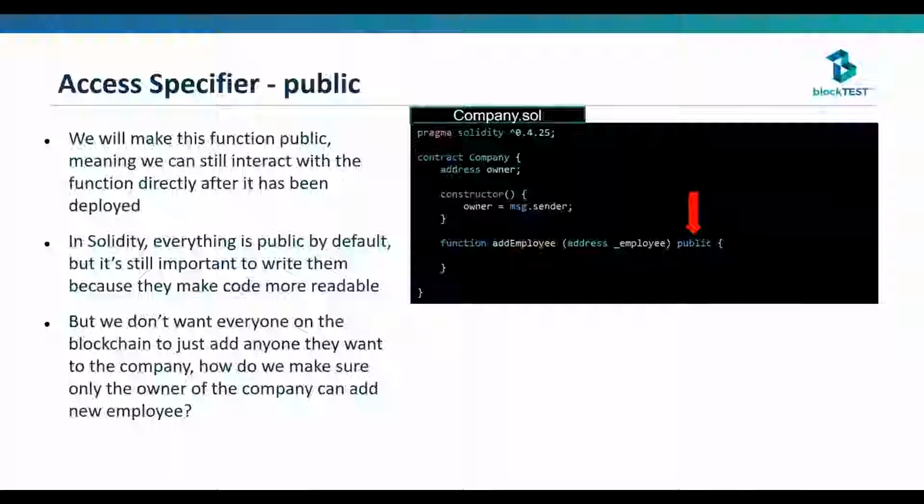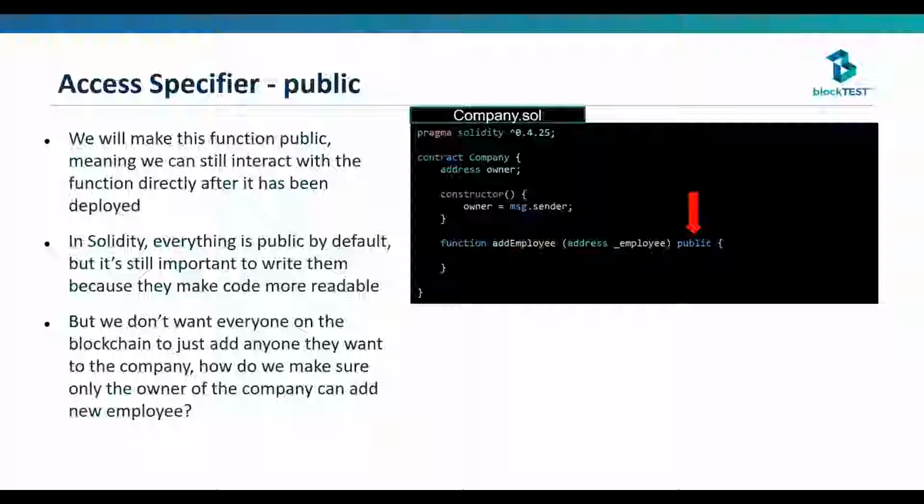Now, we want this function to be accessible publicly. This is to say that anyone on the blockchain has access to call this function. So to do that, we are going to introduce a new access specifier called public. On Ethereum, by default, the access specifier is public, but it always makes sense to write it explicitly so that it is more readable to other users on the blockchain.